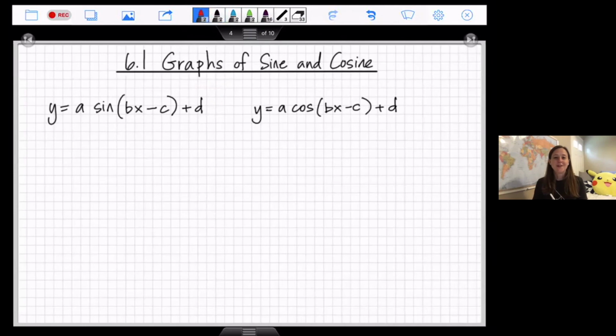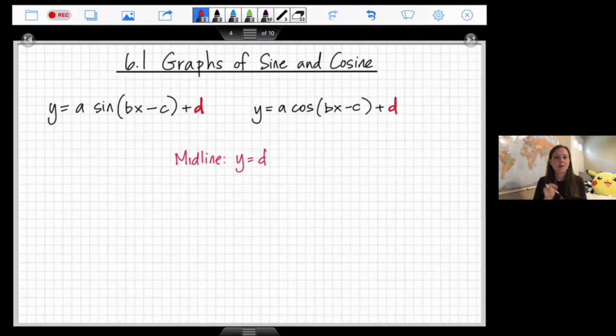Let's write down our 3 rules that we figured out by playing around on Desmos. The first thing we did was adding or subtracting a number on the end to shift it up or down. That changed the midline. That was where we added or subtracted this number d. You can think about subtracting as d being a negative number. So the midline is going to be at y equals d, whatever value we choose for d.